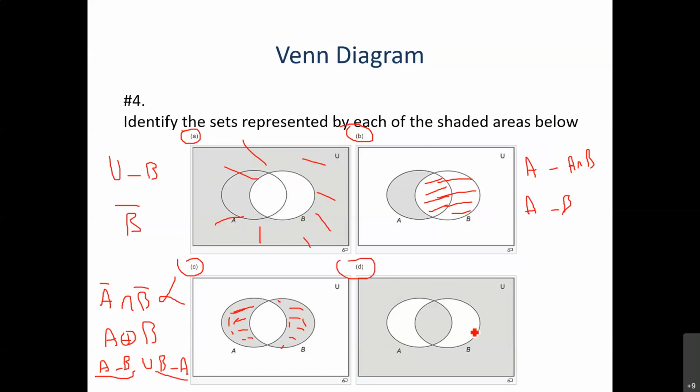Finally, D, obviously, it's the opposite. So it's bar of what we just wrote. So A XOR B, all of it bar. You can use De Morgan to enter the bar. Okay, so that's Venn diagrams.